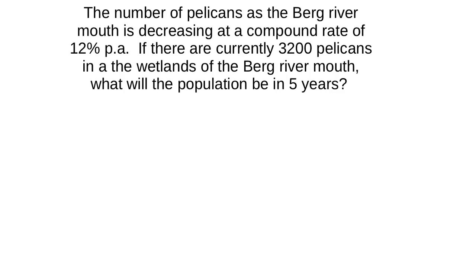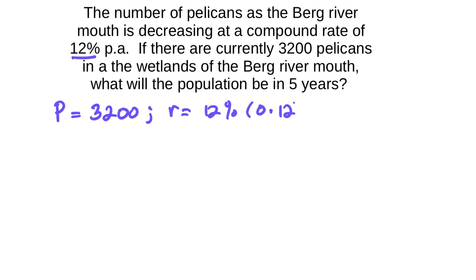The number of pelicans at the Berg River mouth is decreasing at a compound rate of 12% per annum. If there are currently 3,200 pelicans in the wetlands of the Berg River mouth, what will the population be in 5 years' time? So we have 3,200, the beginning population, and the rate of decrease is 12%, which gives you 0.12. And we have time here, 5 years.